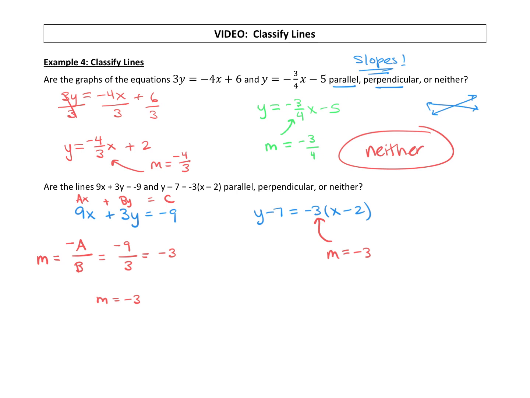Are our lines parallel, perpendicular, or neither? Well, the slopes are exactly the same, so that means that we have parallel lines. So on problems like this, just find the slope of both lines and compare them.